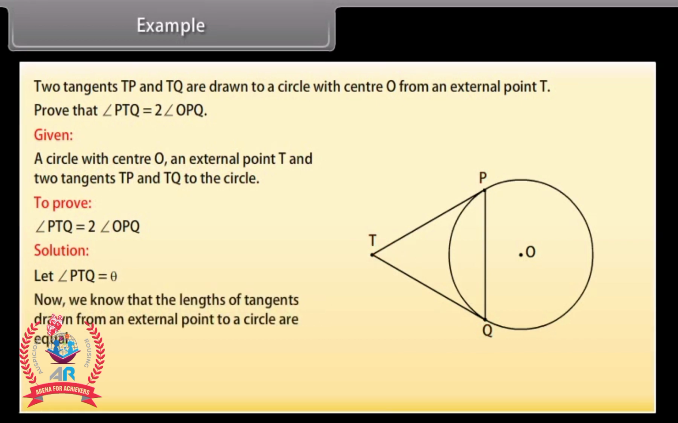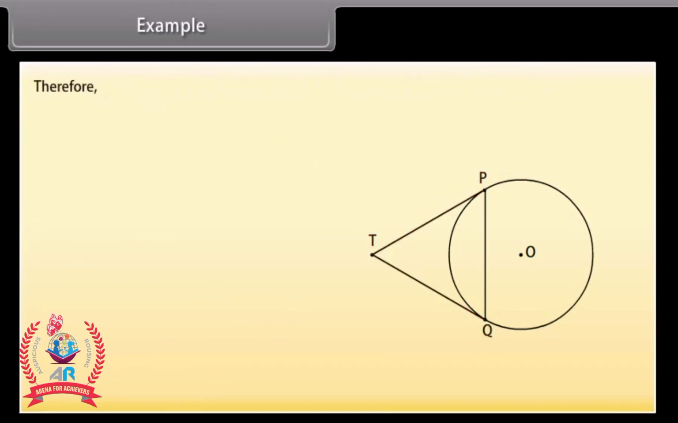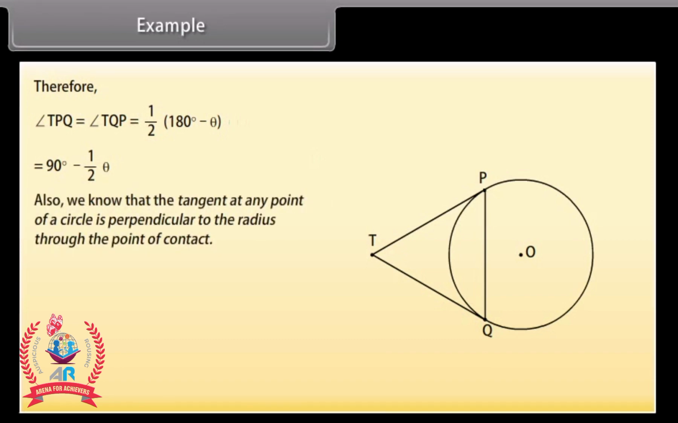Now from the theorem of tangents we know that the lengths of tangents drawn from an external point to a circle are equal. Therefore, TP is equal to TQ. So, TPQ is an isosceles triangle. Therefore, angle TPQ is equal to angle TQP, which equals 1 upon 2 into 180 degree minus theta, which is equal to 90 degree minus 1 upon 2 theta. Also, we know that the tangent at any point of a circle is perpendicular to the radius through the point of contact. Therefore, angle OPT is equal to 90 degree.